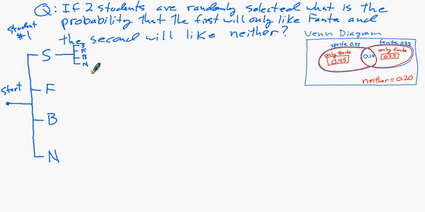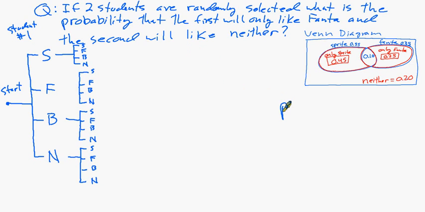So this actually gets kind of big, kind of quick. Now, because it gets kind of big quick, I'm not going to fill the entire thing in. We have a specific question we're trying to answer, right, which is, what's the probability of Fanta and neither? That's our question. So that pathway is Fanta, neither, right? That's what I'm looking for. So that's what I'm going to fill in.